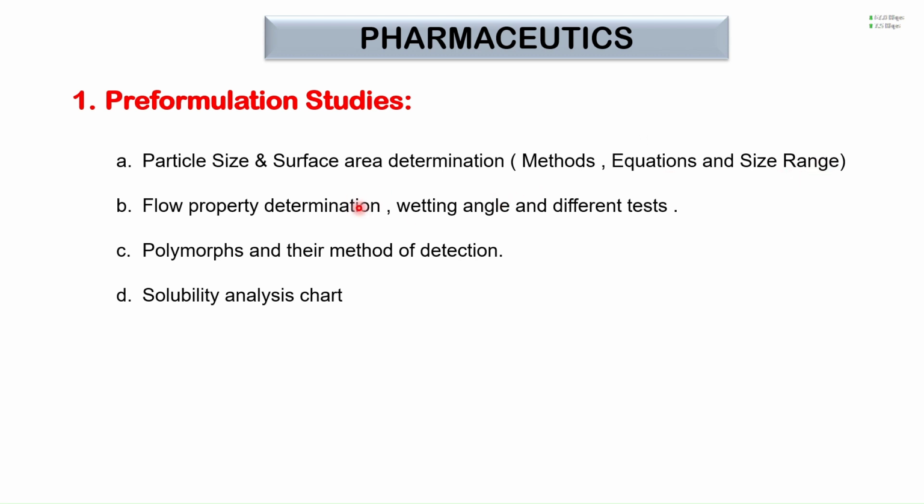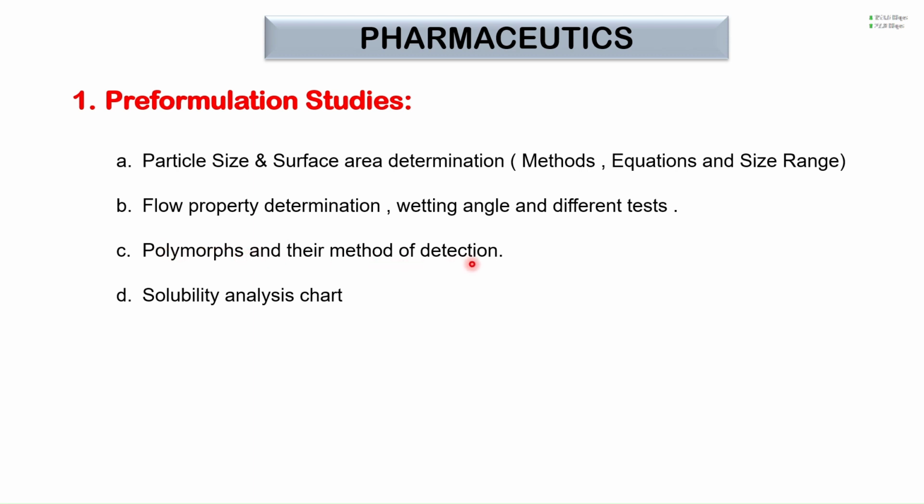Okay, flow property determination, wetting angle, and different tests. So different tests for wetting, you can go through the wetting angle is very important, and flow property determination. It includes Carr's index, okay, and porosity, Hausner's ratio. This must be on your fingertips.